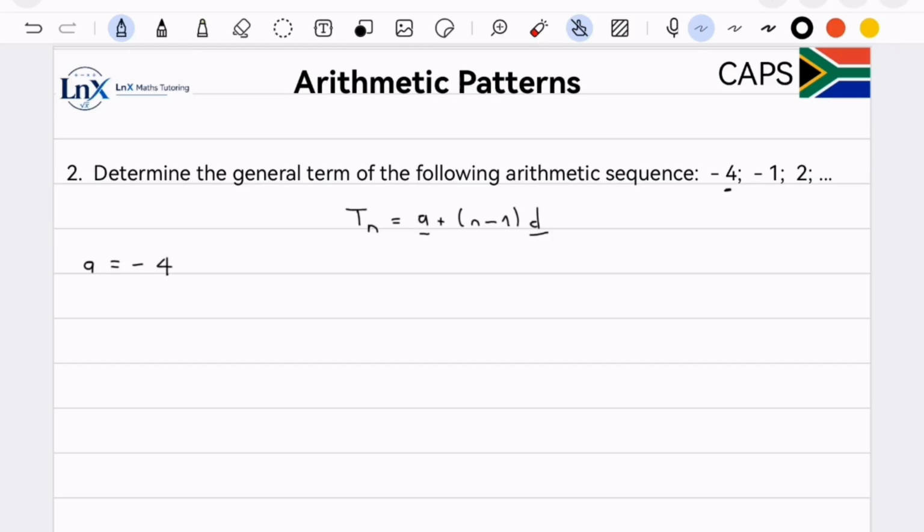So we're gonna do it as -4, -1, then we have 2, right? So now we check what is the difference between our numbers. So the difference between -4 and -1 is going to give us 3. So -4 plus 3 gives us -1. Then -1 plus 3 would give us 2. So our common difference is 3.